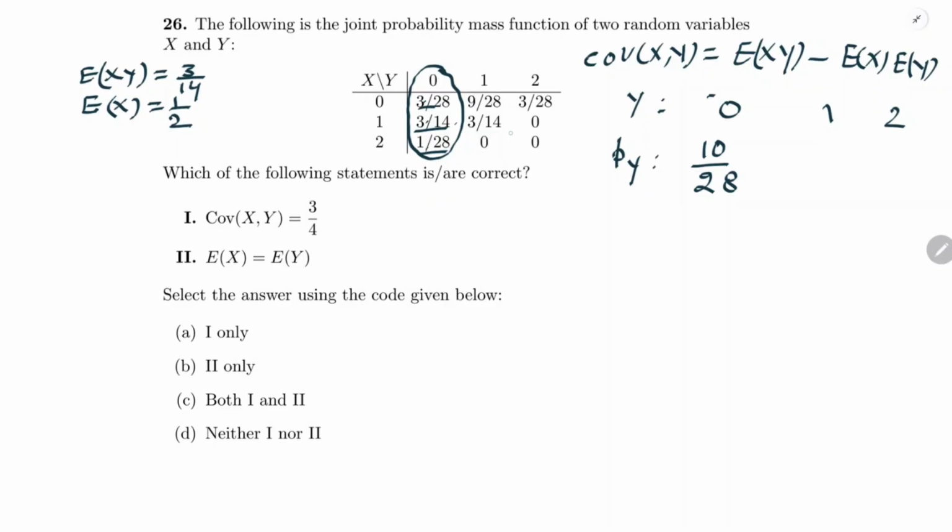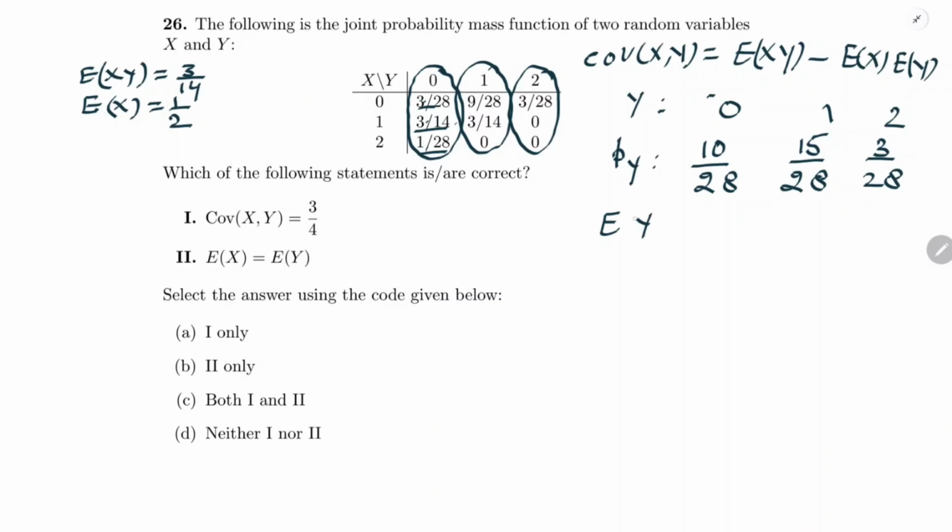For probability corresponding to y equals 1, we have to take sum of the probabilities in column 2. 9 by 28, then 6 by 28. That will give us 15 upon 28. For y equals 2, take the sum of column 3. That will give us 3 upon 28.